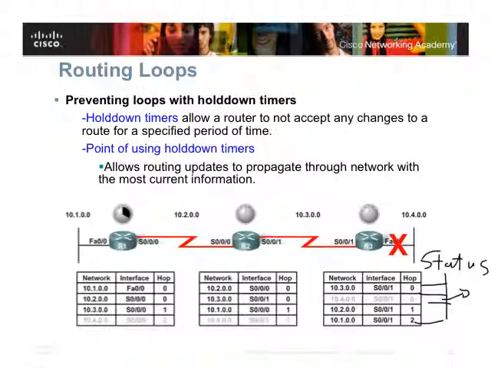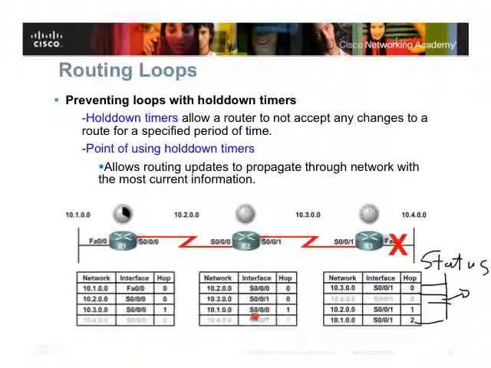That's one thing. The second thing, I will not wait for the periodic update. I will send a triggered update, so I will go out of cycle. I send a triggered update with these routing entries and with the fact that this route has a status of possibly unreachable.